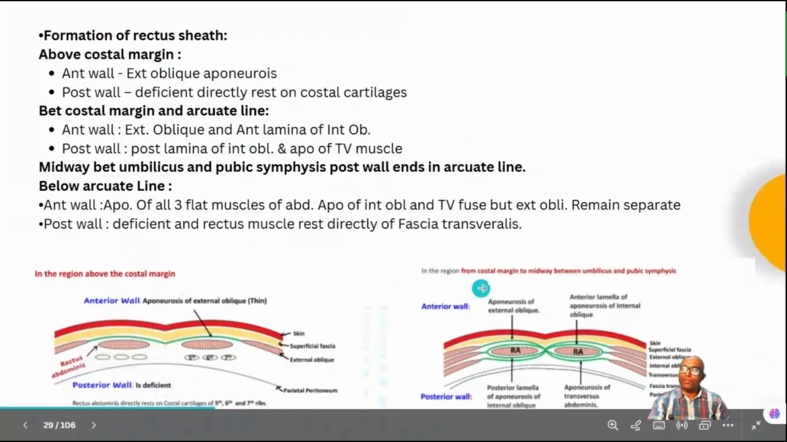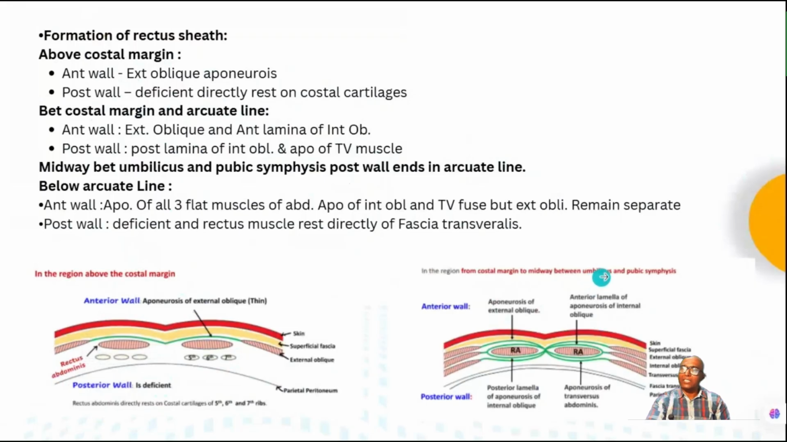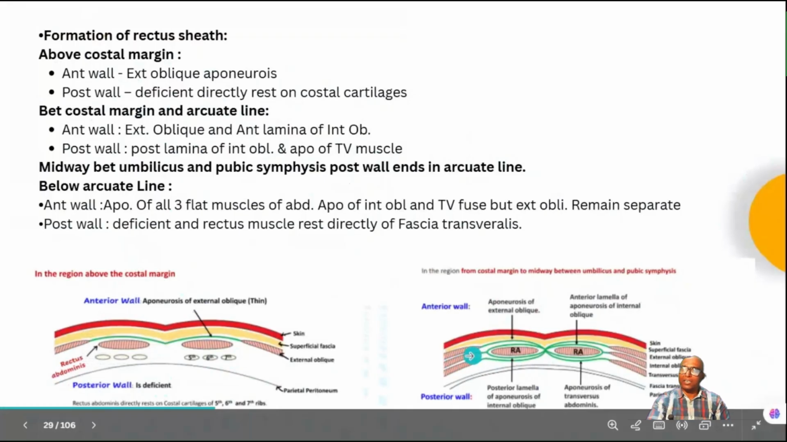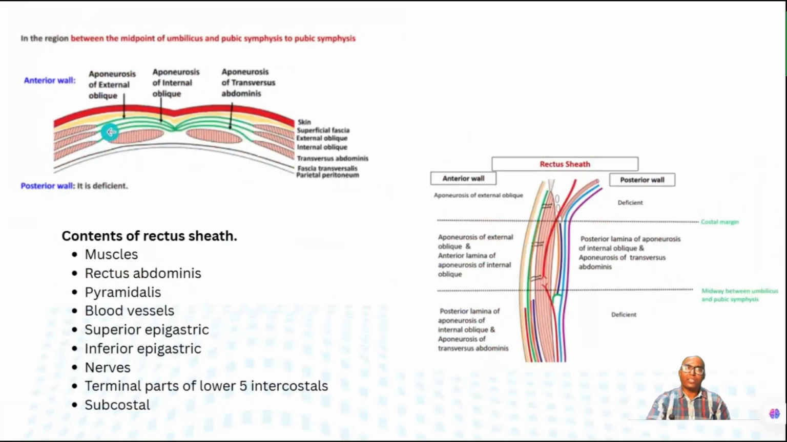Okay. Now you see from the costal margin, midway between the umbilicus and the pubic symphysis. Now what is happening here? Internal oblique is splitting into two, anterior lamina and the posterior lamina. So you have both layers. So anteriorly you have external oblique and anterior lamina. Posteriorly you have the posterior lamina and the transversus abdominis. Okay, that is forming the posterior rectus sheath here. Okay. Then when you go here, all three are coming anteriorly. Okay. Aponeurosis of the external oblique, aponeurosis of the internal oblique, and aponeurosis of the transversus abdominis. All three are coming anteriorly. Posteriorly, there is only the fascia transversalis.